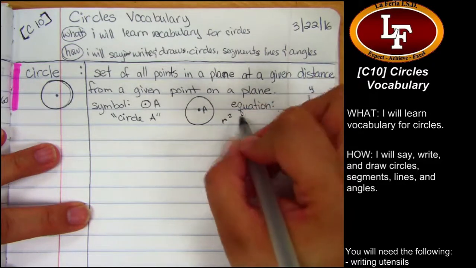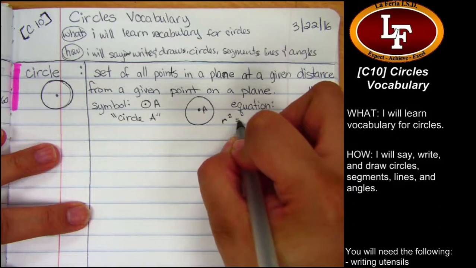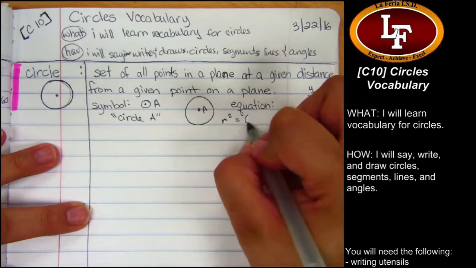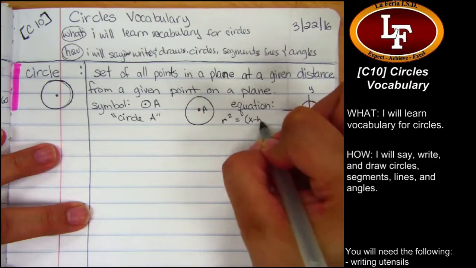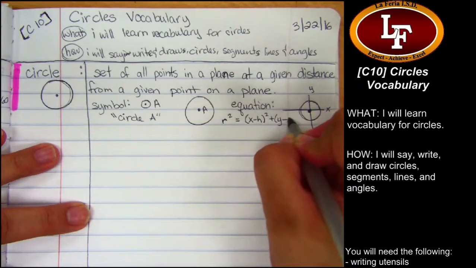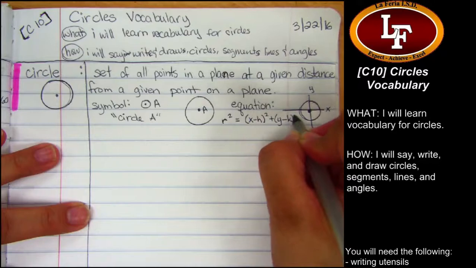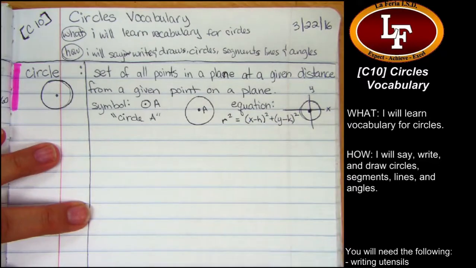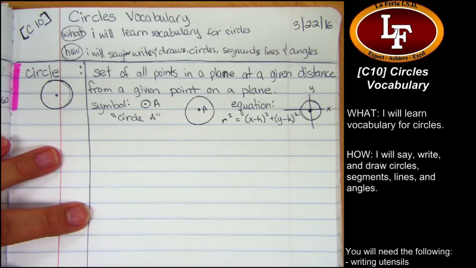R squared equals, in parentheses, x minus h squared, adding to that y minus k, also squared, also in parentheses. This equation looks really, really weird, doesn't it?